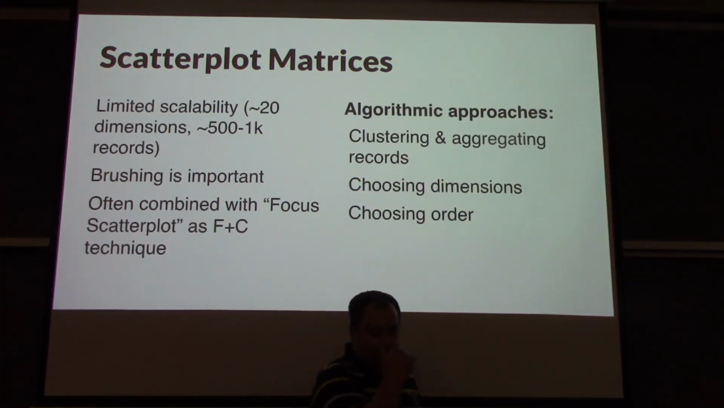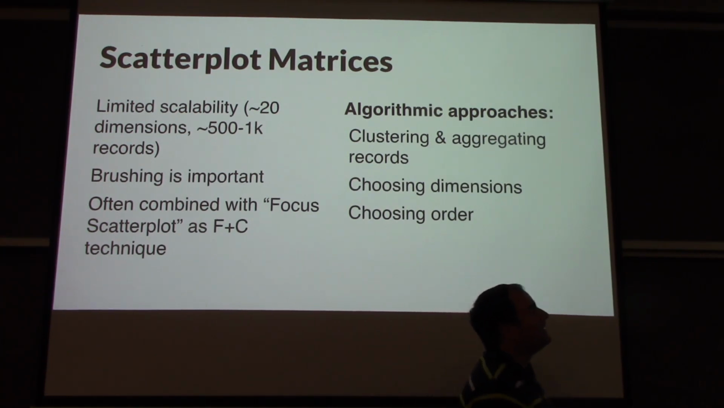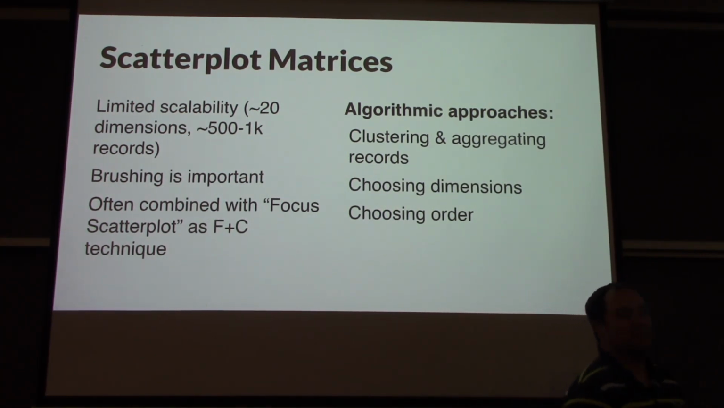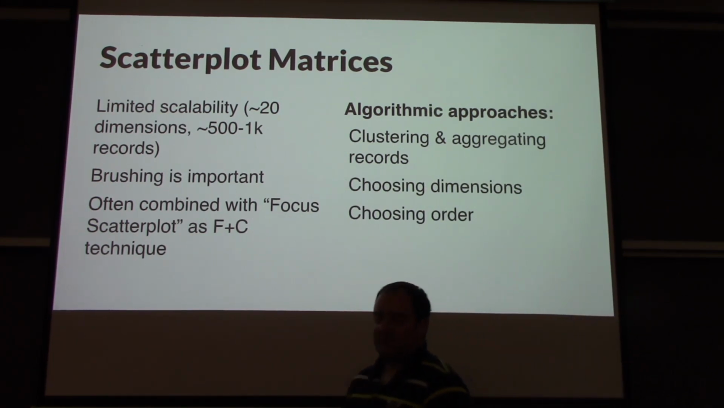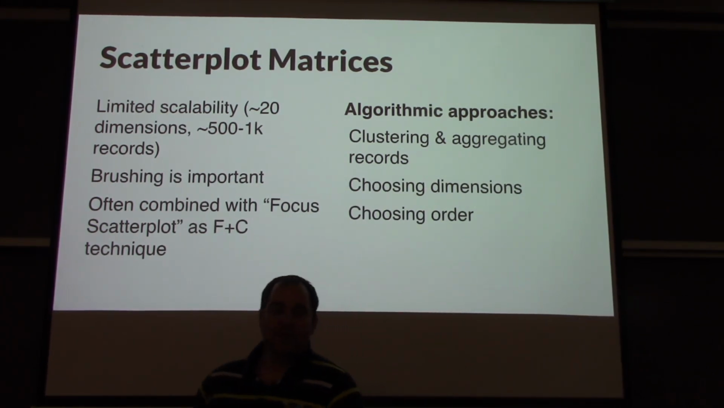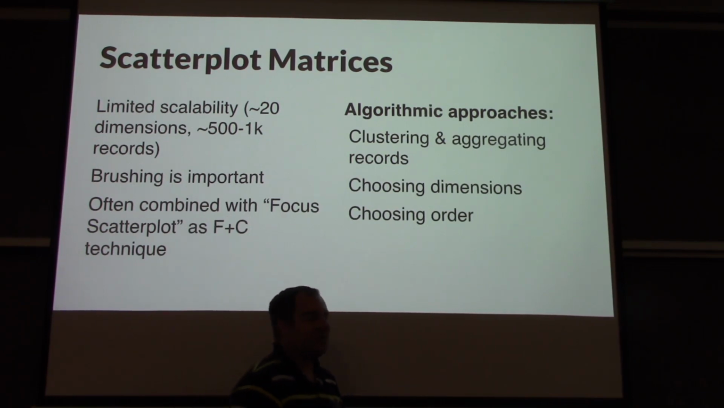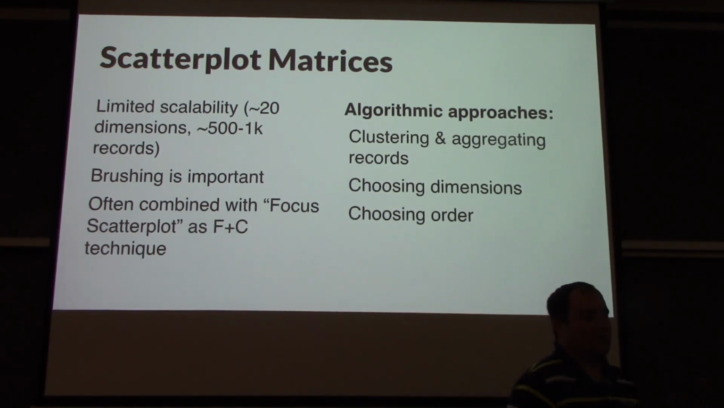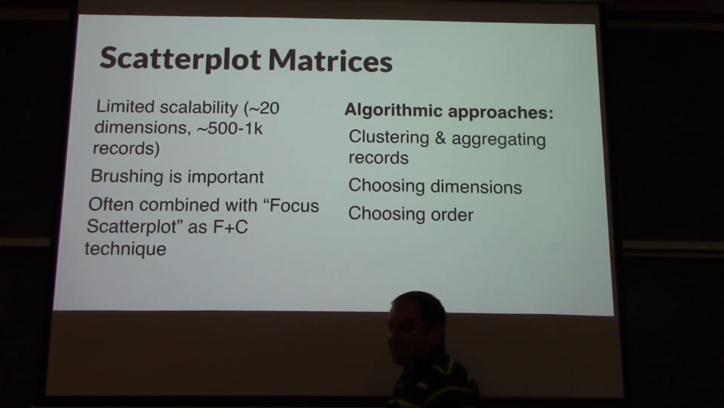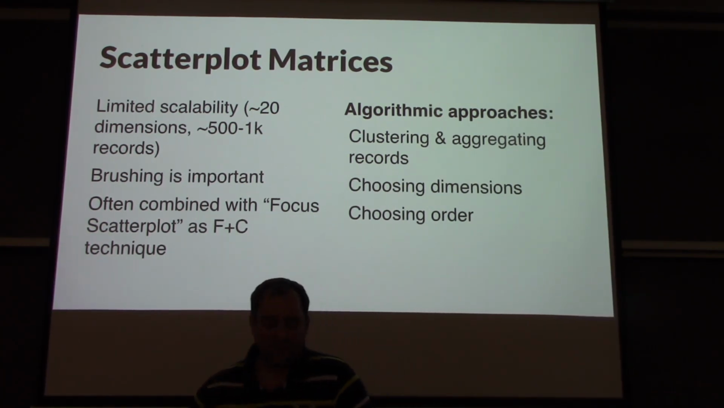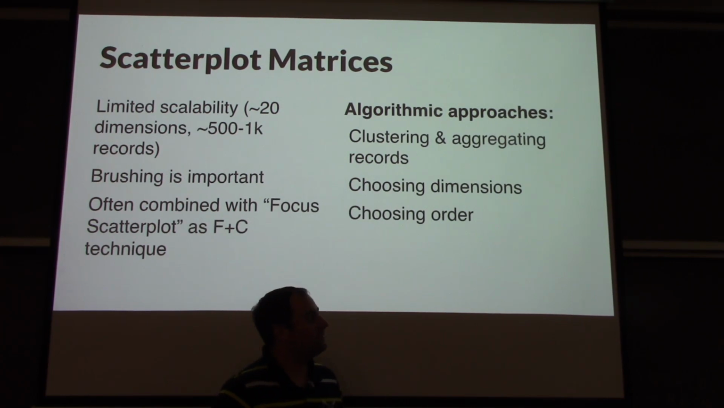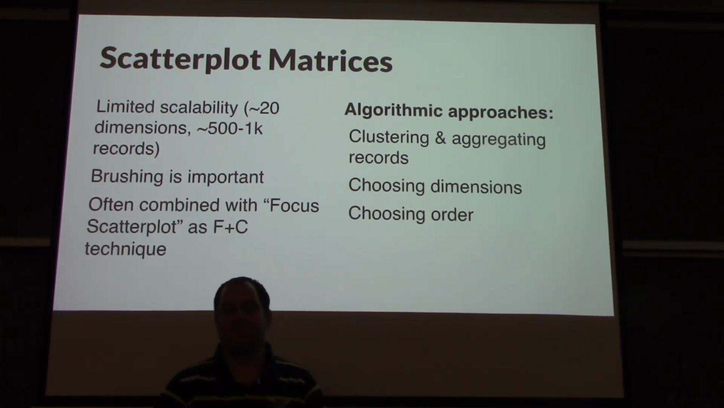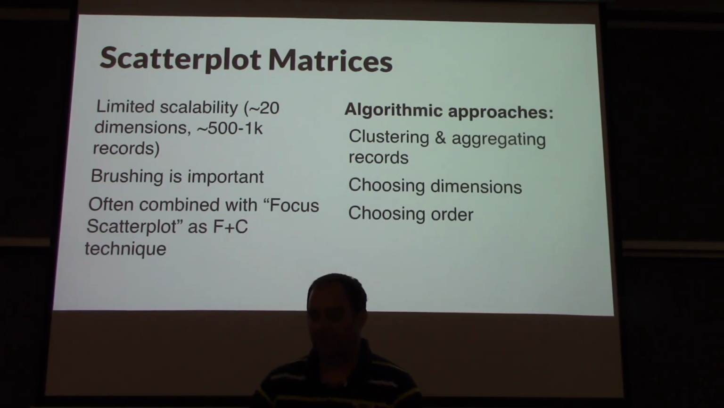If we analyze a scatterplot matrix, we have limited scalability. These matrices tend to be pretty big. A matrix of 20 by 20 is already pretty small, and you can do about 500 to 1,000 records, with a not quite so naive implementation for 1,000 records. Brushing, as you just saw, is very important. And this is often combined with a focus scatter plot as a focus and context technique, especially if I have larger sets of scatter plots.